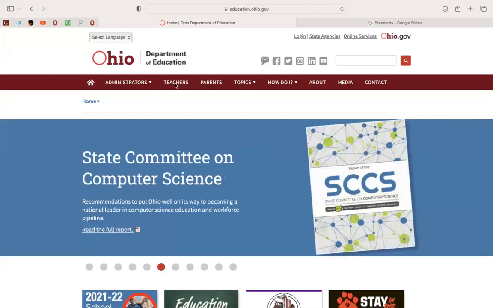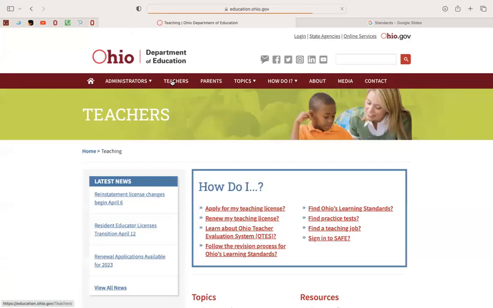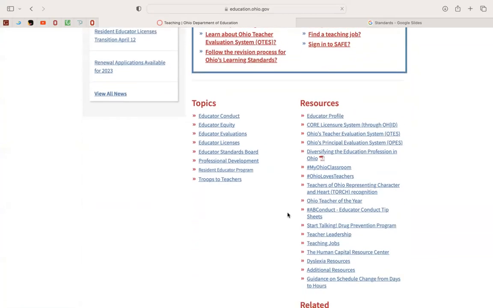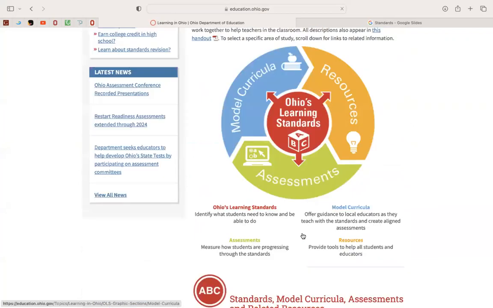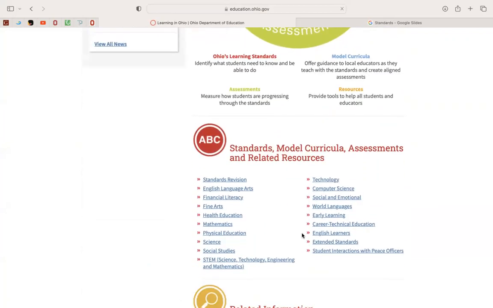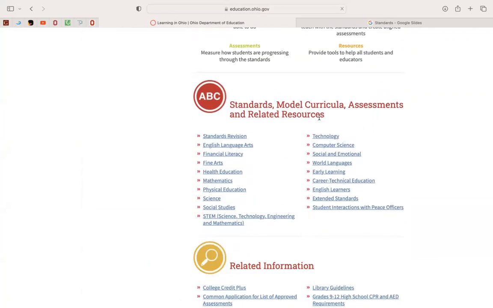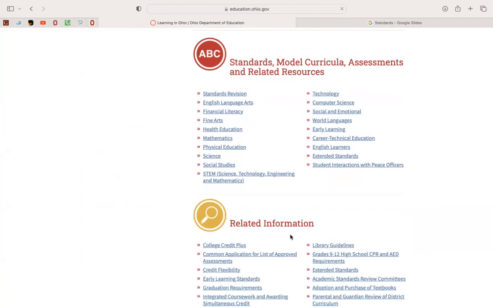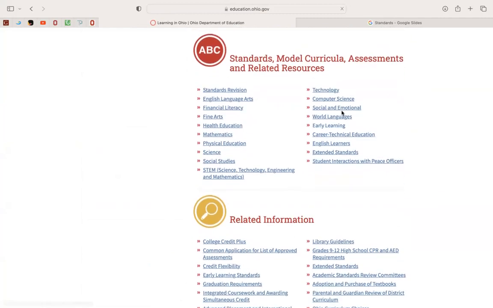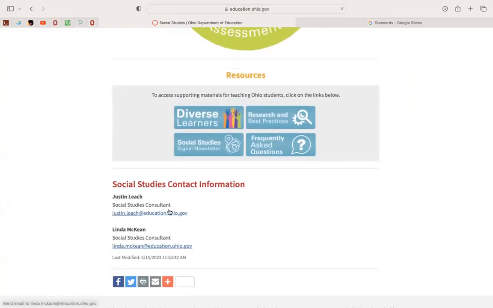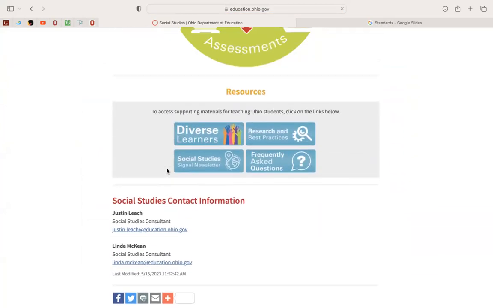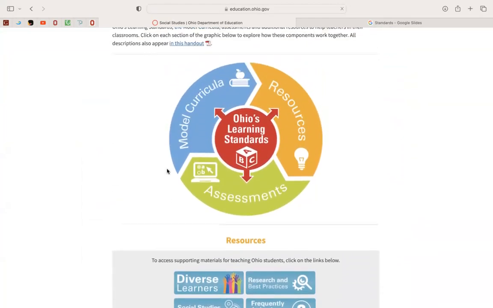This is the homepage. And you can click on the Teachers tab and scroll down to Ohio Learning Standards. And this is going to populate everything that you need to know. Some of these standards are not just content specific, but actually have to do with social emotional learning standards, technology, and so on and so forth. But again, we are working with social studies standards, so we're going to click that. And that is going to take us to all of this lovely information available to you.